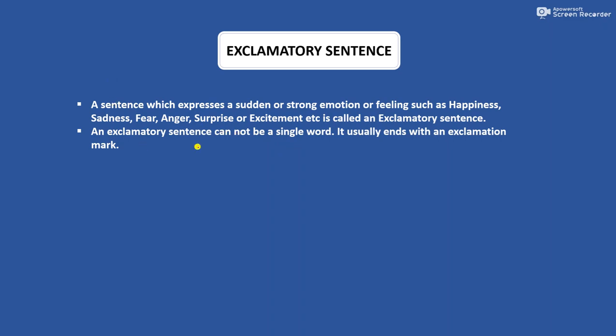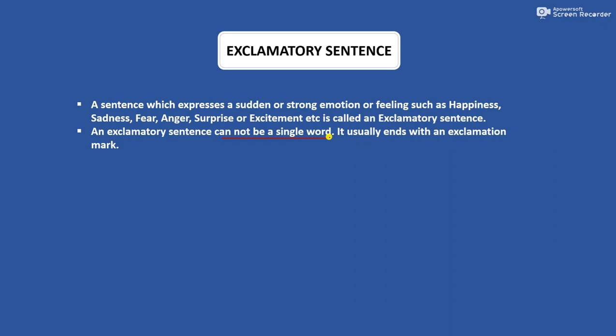An exclamatory sentence cannot be a single word. You cannot say words like wow, hooray, oh no are exclamatory sentences. They are not sentences. They are exclamatory words. For a sentence, remember students, we need to have the subject, the verb and the object in place. So one single word cannot be a sentence.